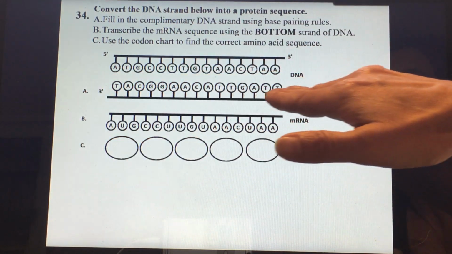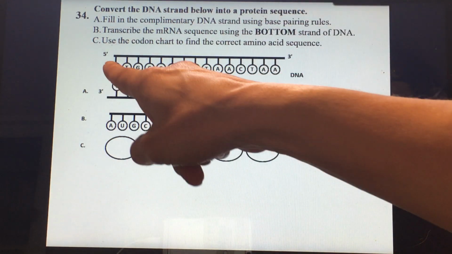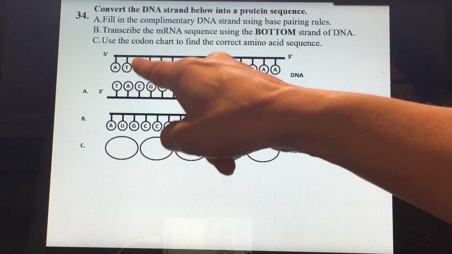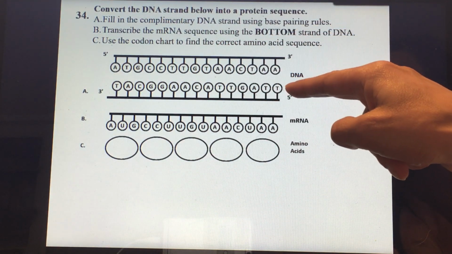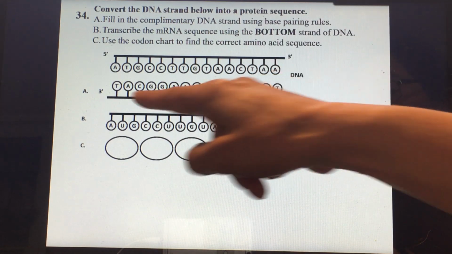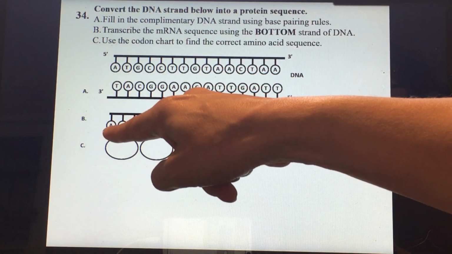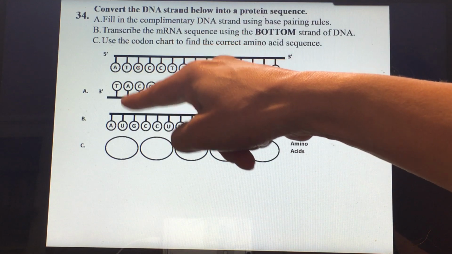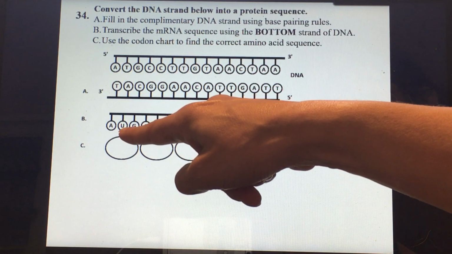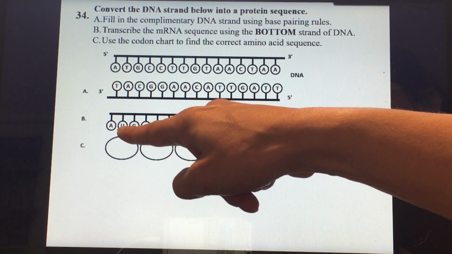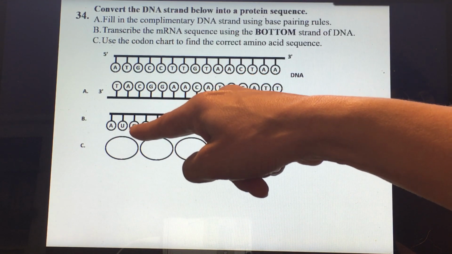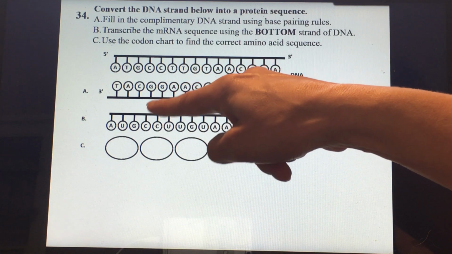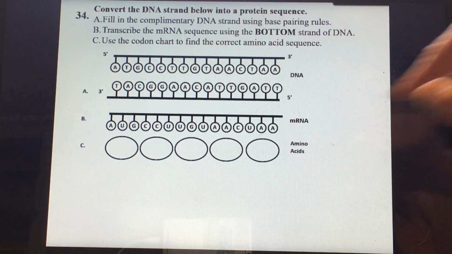So on your review sheet, we gave you a strand of DNA and you had to make the complementary DNA strand. And when you're doing that, A is always complementary to T and G is always complementary to C. And then we asked you to make a complementary messenger RNA strand. So T is complementary to A, A would be complementary now to U, because remember, RNA has no thymine, it has uracil instead. C would be complementary to G, and G would be complementary to C, and so on.